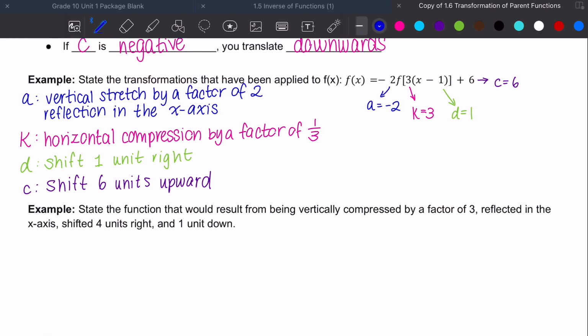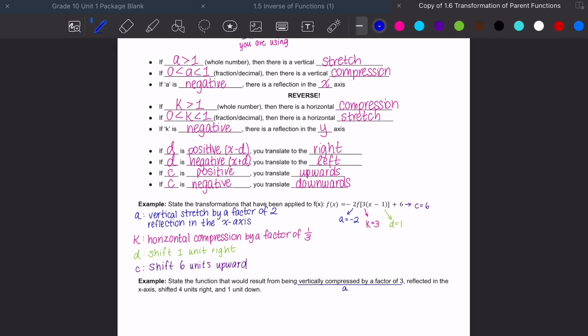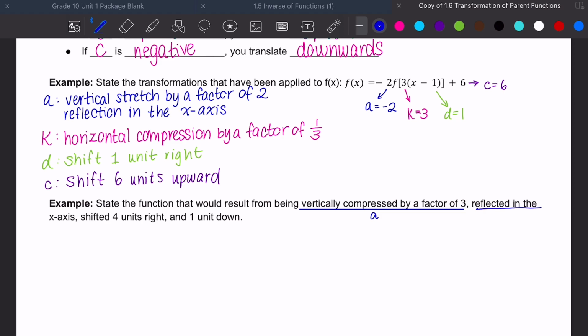So I'm reading this, and I'm just going to, again, use my colors. I'll use the same colors as the example above, where I use blue for A, pink for K, green for D, and purple for C. So I'm going to read this, and I see it's being vertically compressed by a factor of 3, which, okay, vertical compressions deal with A. So I'm going to highlight that in blue, because that's an A value. You could even write A underneath it if you want. Reflected in the x-axis, reflections in the x-axis are still attached to my A value. So this is also part of A.